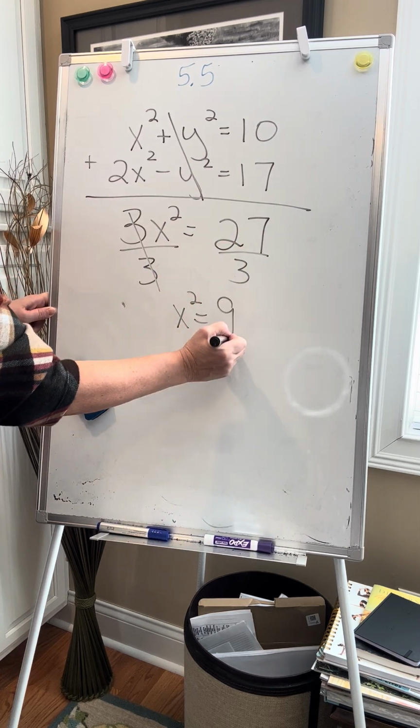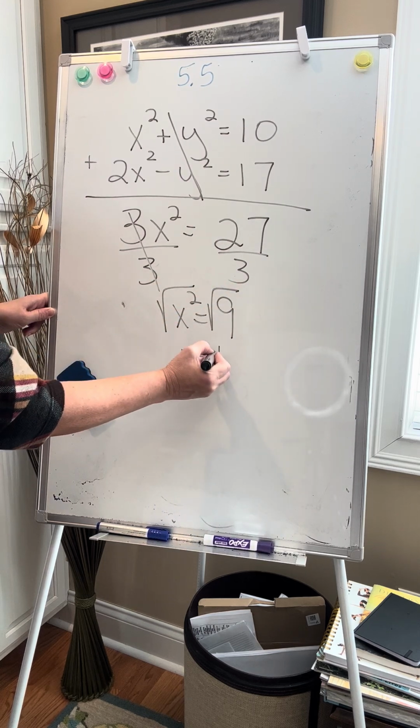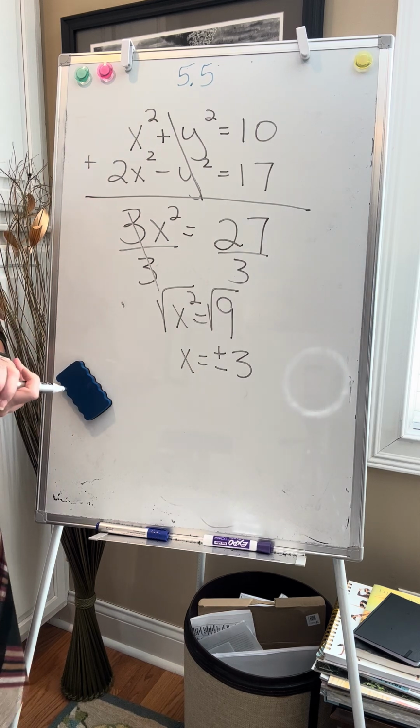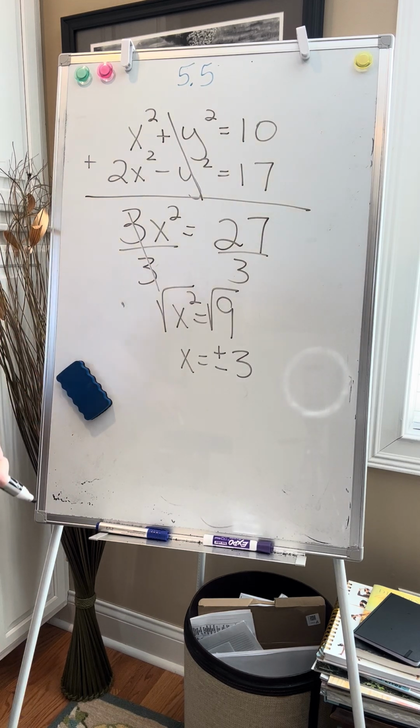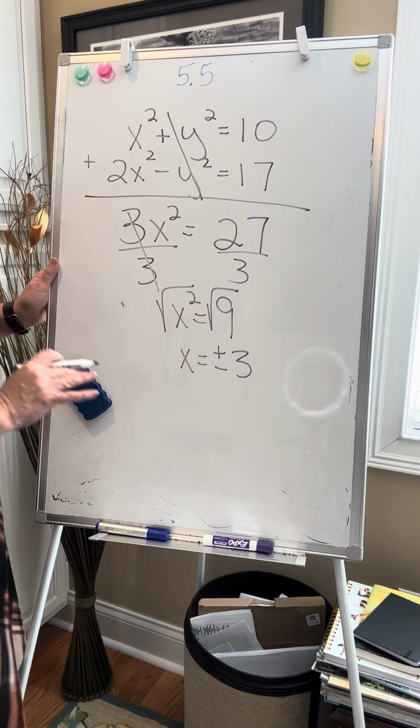X squared equals 9. Square root both sides. There is a plus and minus solution here. The only time we don't have a plus and minus is when it's 0. The 0 is neither positive nor negative, so there's not a plus and minus of 0. So we have 3. Now we need its y counterparts.